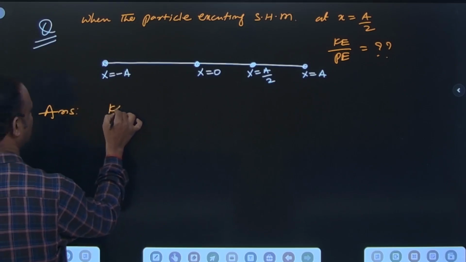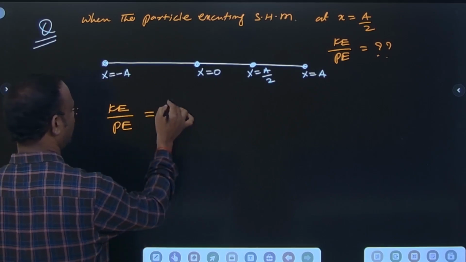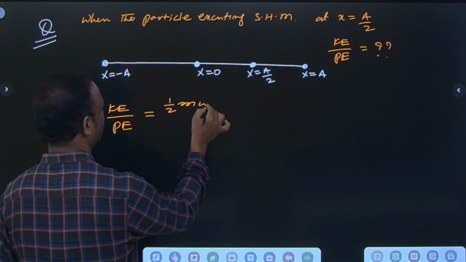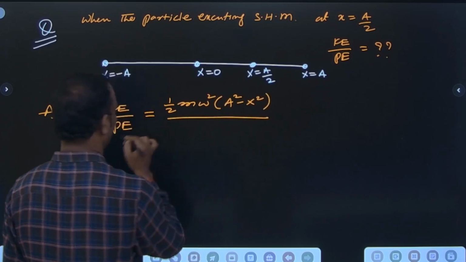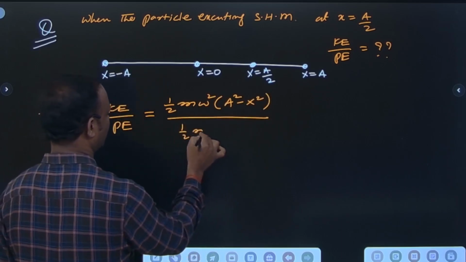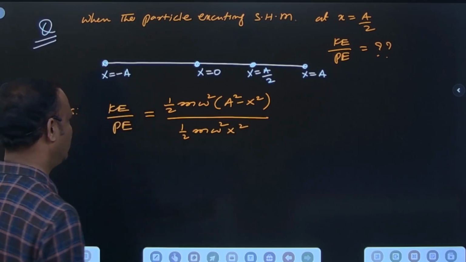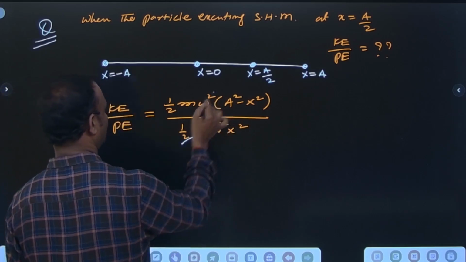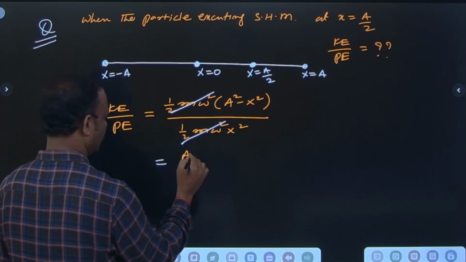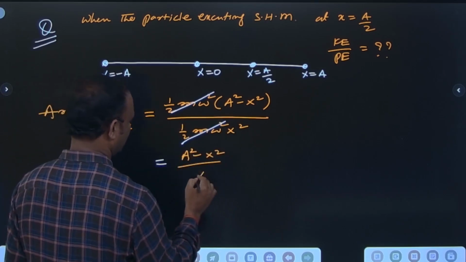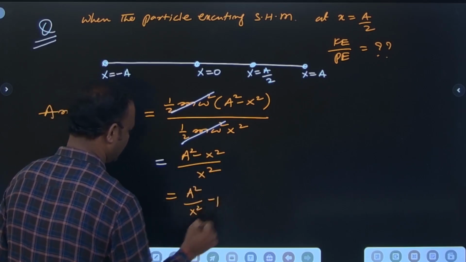First, kinetic energy by potential energy. The kinetic energy is half m omega square times (a square minus x square). Potential energy is half m omega square x square. Now we can simplify. Half m omega square cancels, so this becomes (a square minus x square) by x square, which is a square by x square minus 1.